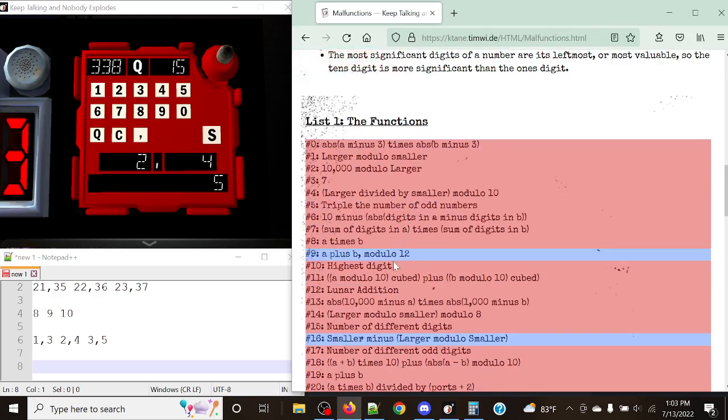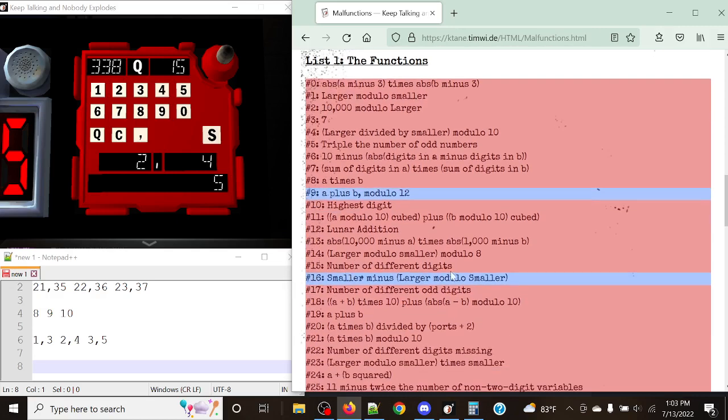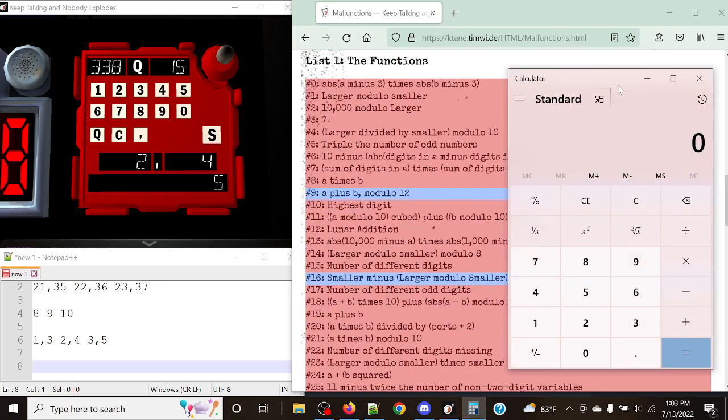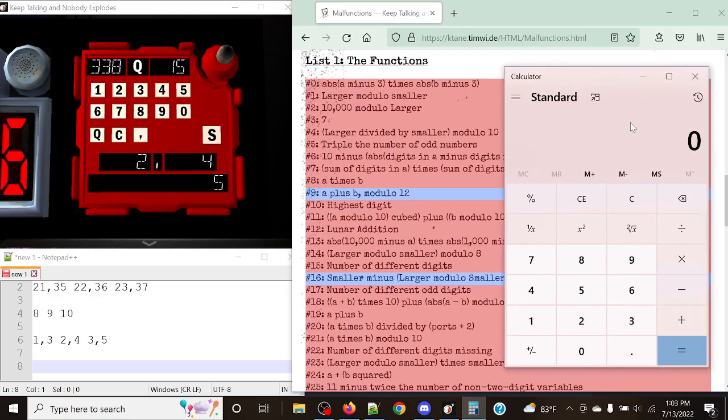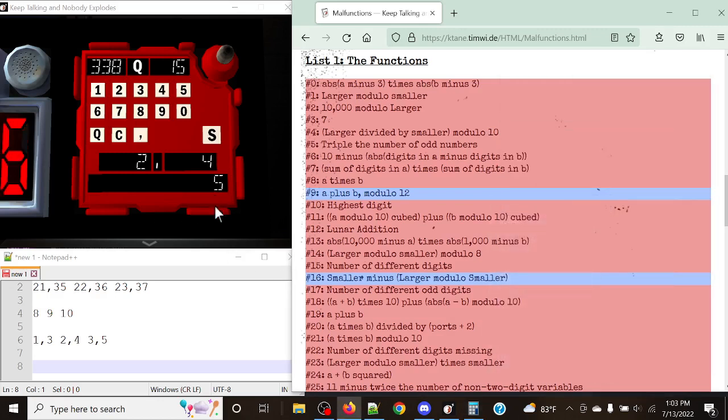Now, a plus b modulo 12. One of the important things that we can recognize here is the fact that number 16 doesn't apply as well. If this were to be true, smaller minus larger modulo smaller, in this case, 4 modulo 2 is going to result in 0, and it's going to end up being 2 minus 0, which is going to be 2. This function does not work, so we can get rid of this.